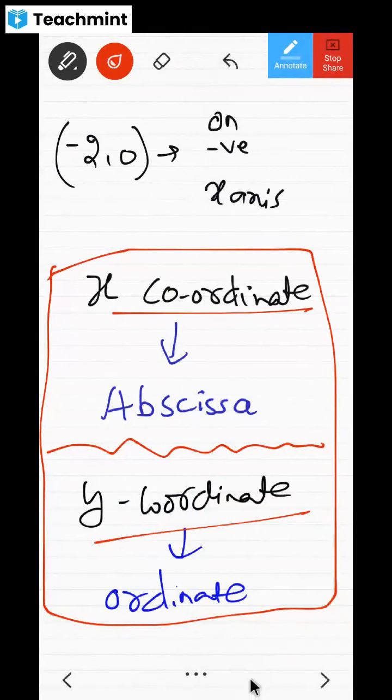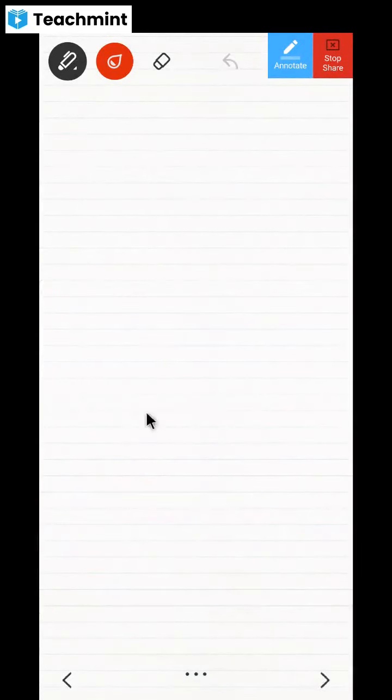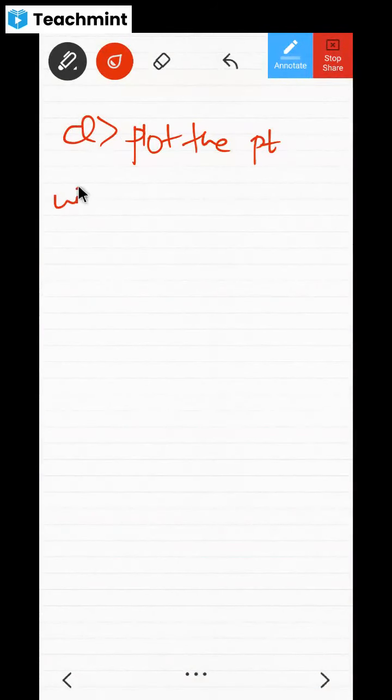If they ask a question like plot the point with abscissa 4 and ordinate minus 2, how to draw this? We draw the x-axis and y-axis, take this as the origin and mark 1, 2, 3 and 4, and here write minus 1, minus 2, and so on.